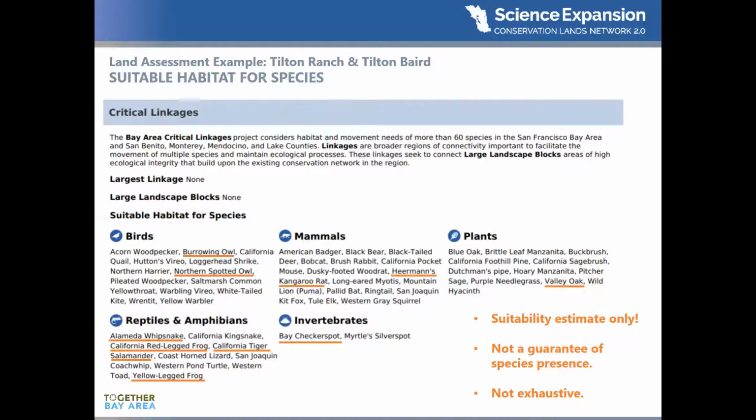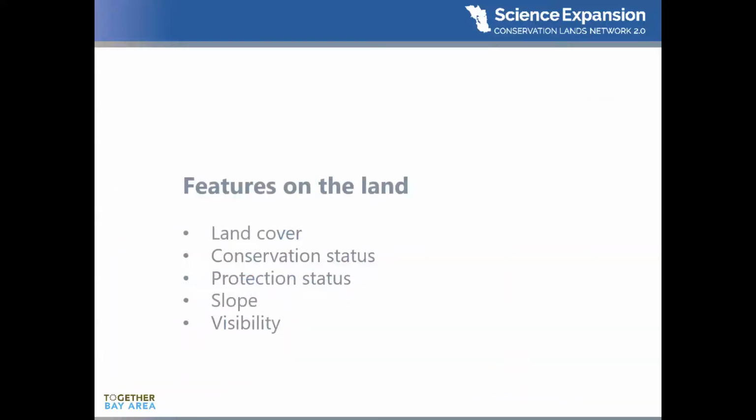Okay, moving on, suitability habitat for species. We give you a list of possible species. It's just an estimate, but based on the habitat types there, here are birds, mammals, plants, reptiles, amphibians, and invertebrates that you may see out there. I underlined several species that are of specific concern, and we happen to know that bay checkerspot is out there. Those serpentine grasslands are bay checkerspot happy land.